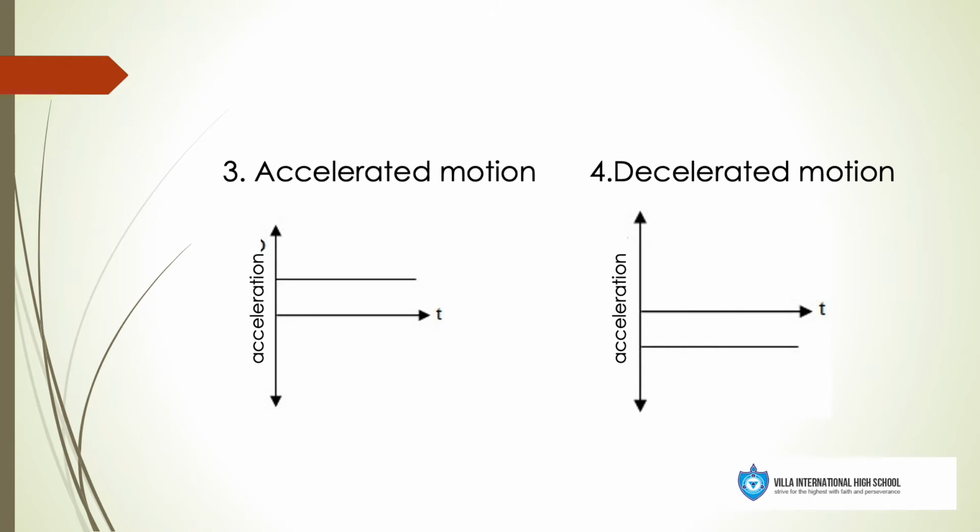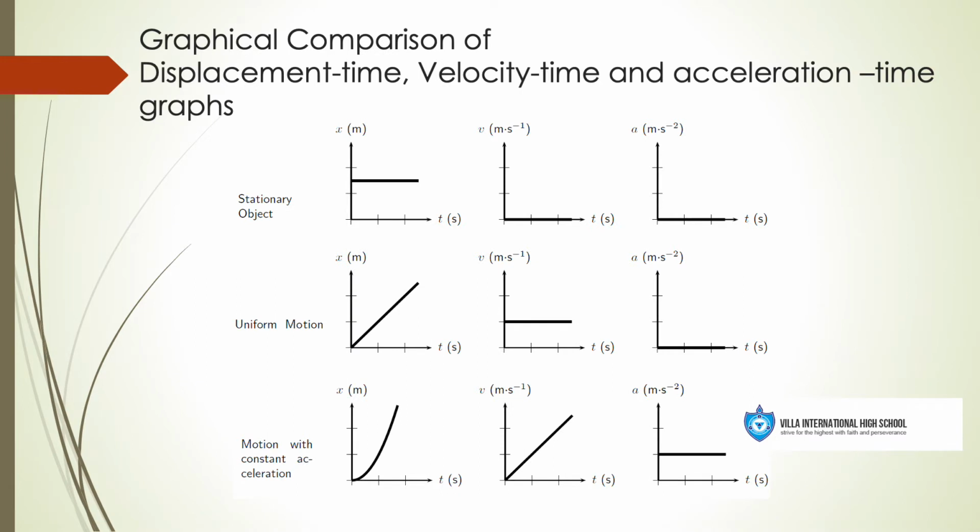So now we can compare the displacement time graph, velocity time graph, and acceleration time graph in different situations. Okay, so let's move to the next topic, comparison. Graphical comparison between displacement, velocity, and acceleration. Look at the first row. Stationary object means the object is at rest. The first one shows a displacement time graph, velocity time graph, acceleration time graph. So, look at the graphs now.